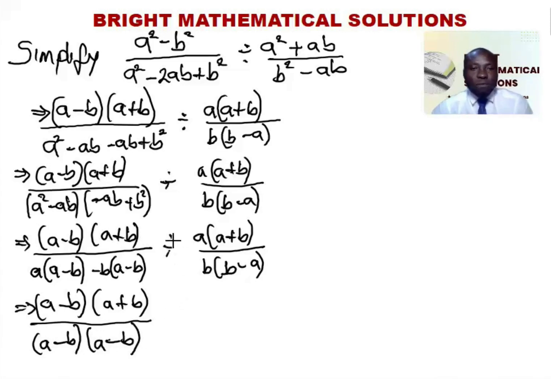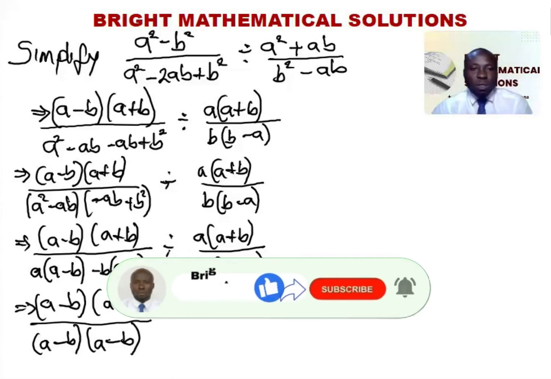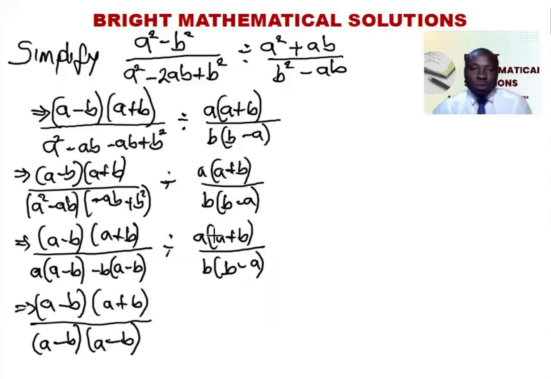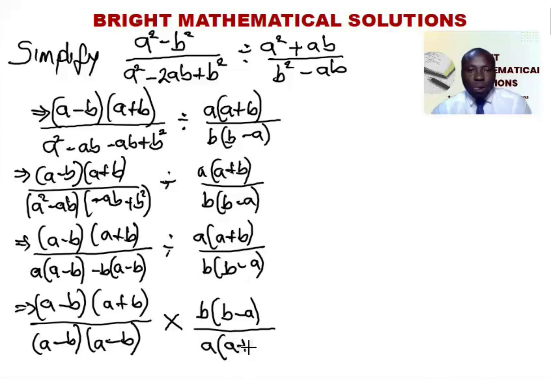Now there is division here. We can transform it to multiplication by transforming what is in the denominator. We change it to what is in the numerator, and what is at the numerator we bring to the denominator. So this now becomes multiplied by b into (b minus a) over a into (a plus b).